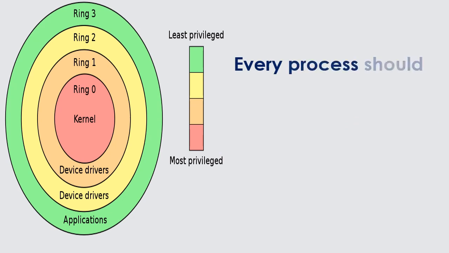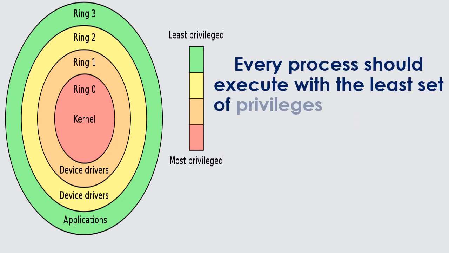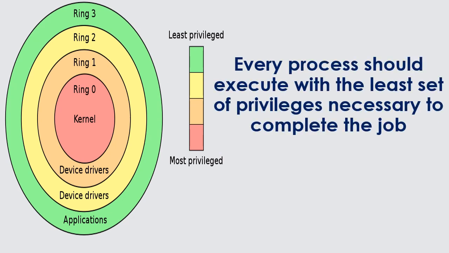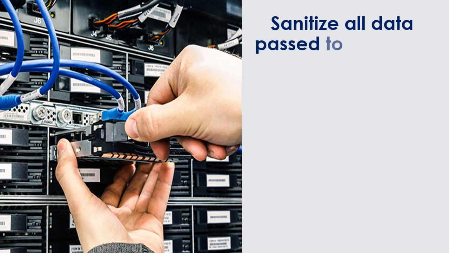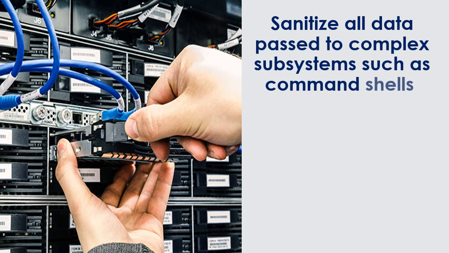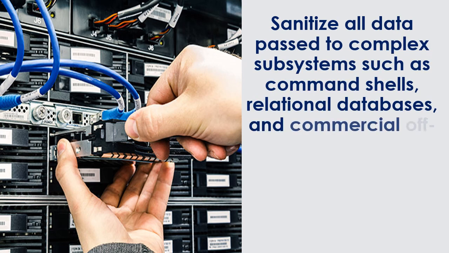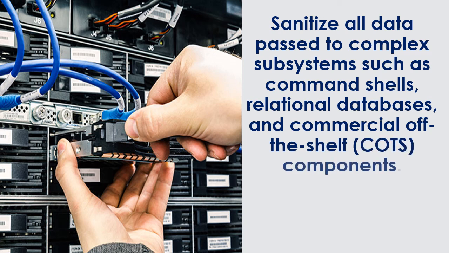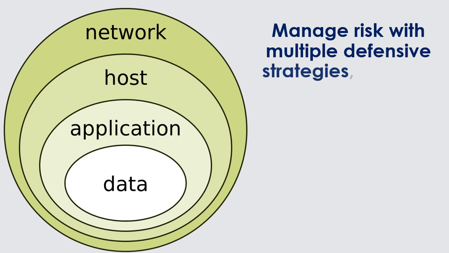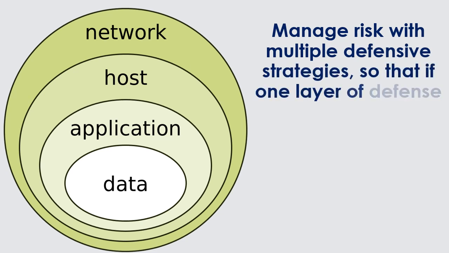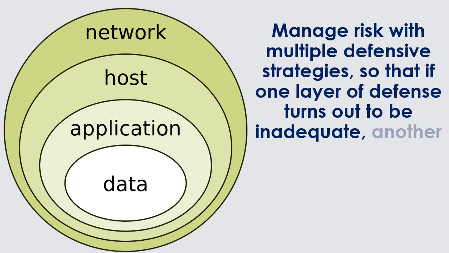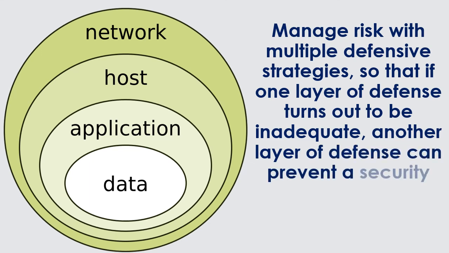Every process should execute with the least set of privileges necessary to complete the job. Sanitize all data passed to complex subsystems such as command shells, relational databases, and commercial off-the-shelf (COTS) components. Manage risk with multiple defensive strategies, so that if one layer of defense turns out to be inadequate, another layer of defense can prevent a security flaw.